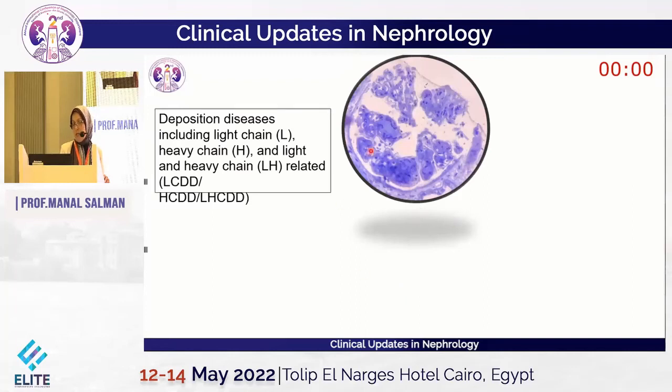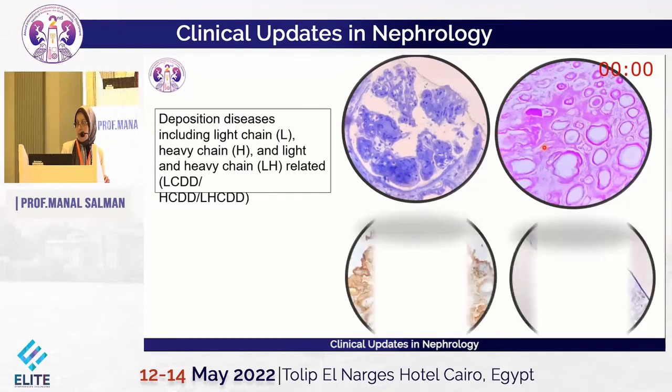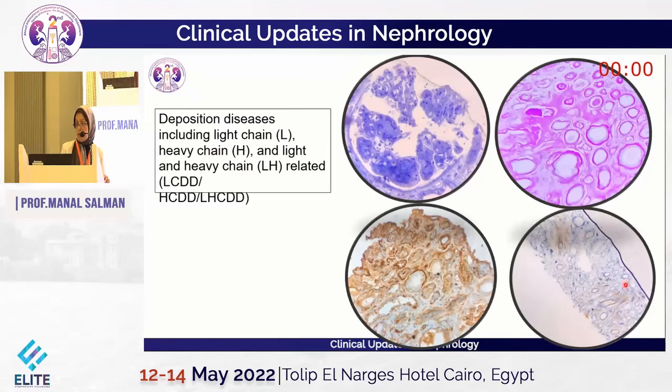This was a case of a 56-year-old female patient. The glomeruli here showed mesangial nodules. You can see nodules in the mesangium, and we can see tubular and interstitial deposits that are PAS positive. When we do kappa and lambda, it was negative for kappa and positive for lambda, and this is present in only 20% of cases of light chain disease.